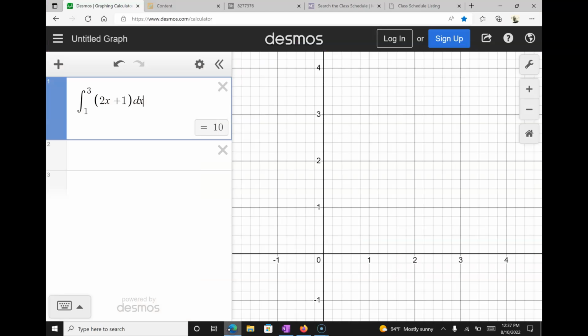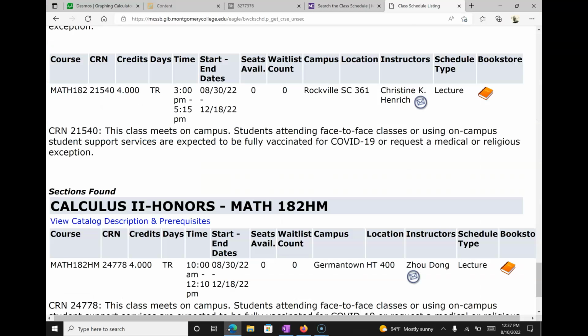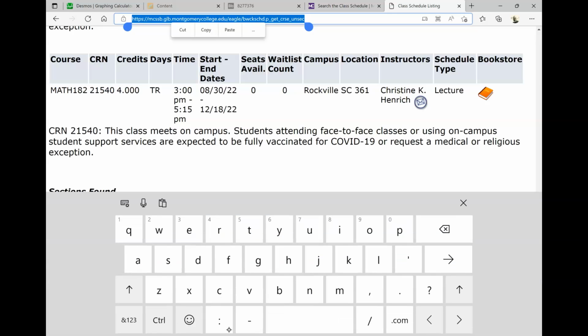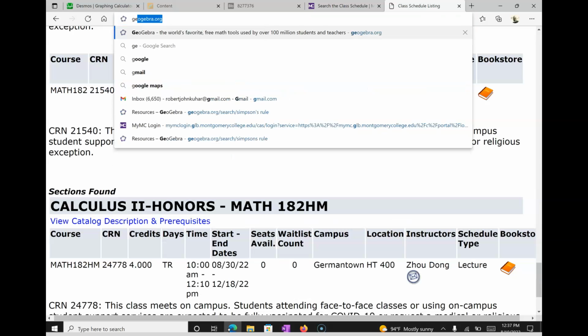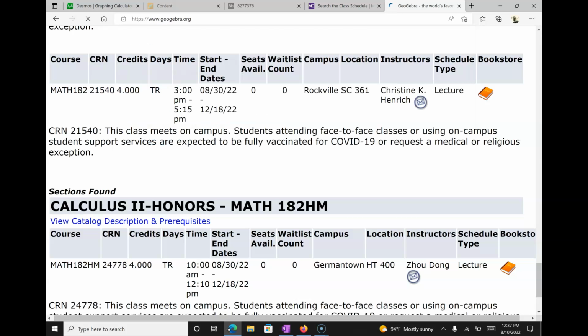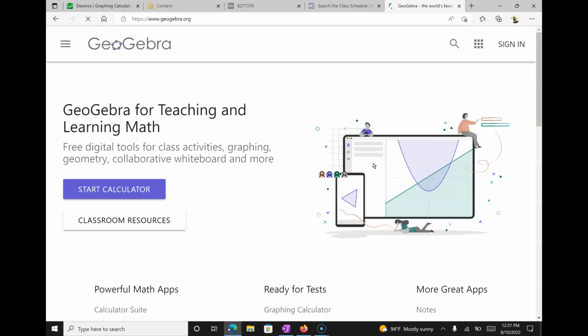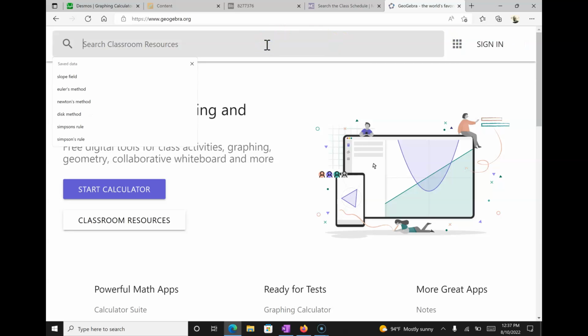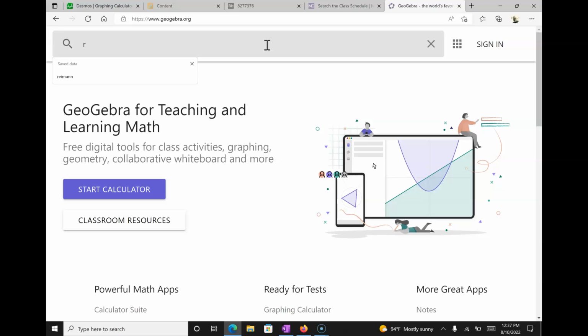And there's a nice website here called GeoGebra, GeoGebra.org. GeoGebra, it's like algebra and geometry scrunched together somehow. And in my search box, I'm going to do Riemann sums. Yeah, I did have it spelled right. No, I had the i first.